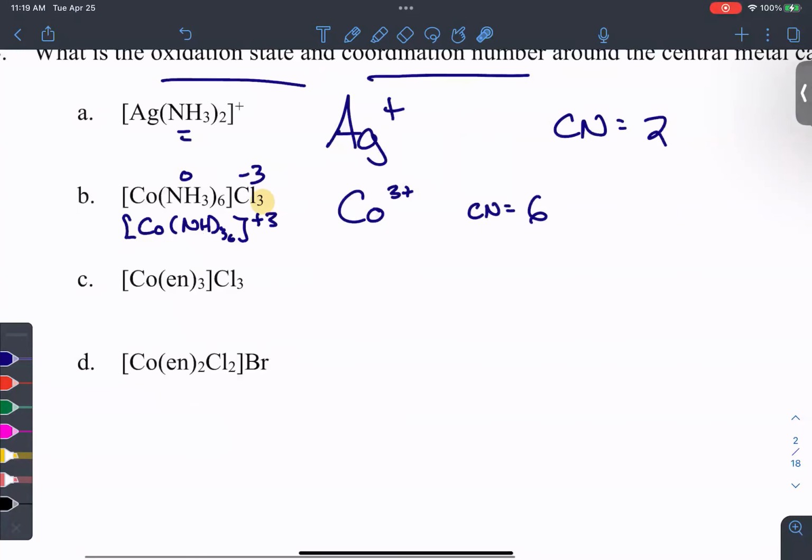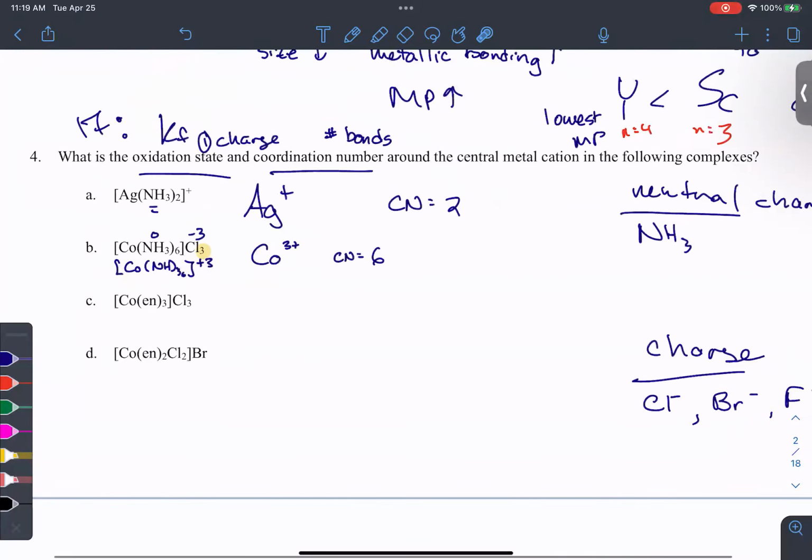All right, so the next one, cobalt en3. What does en stand for?